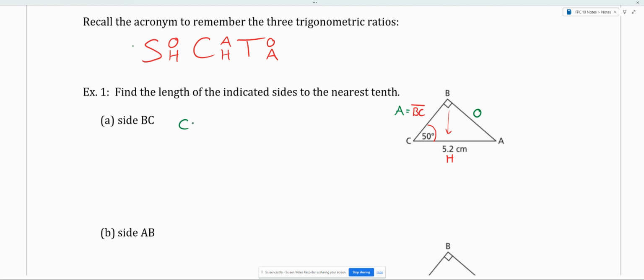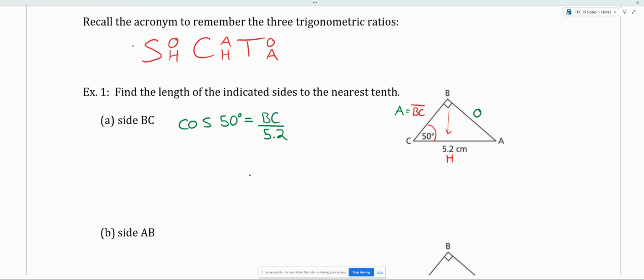So we're going to be using cosine. The reason we use cosine is because in reference to the 50-degree angle, we know the hypotenuse and we need to find the adjacent side. So this adjacent side we're going to call BC, and we do know the hypotenuse is 5.2.